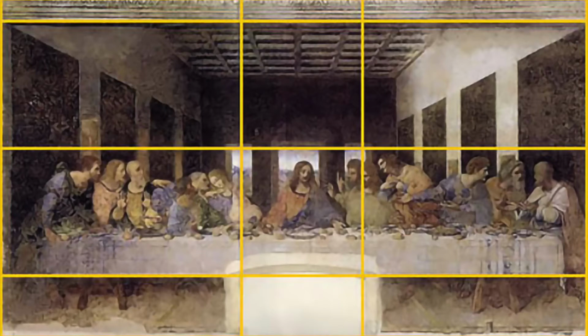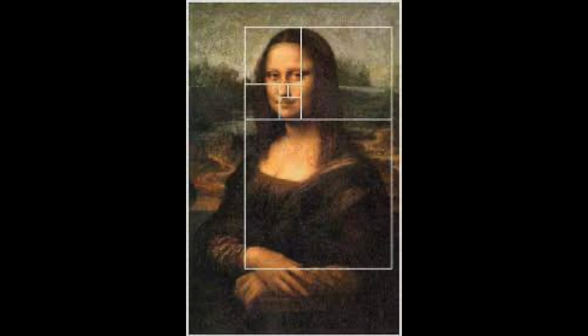One of the most famous artists to use the golden ratio is Leonardo da Vinci, which can be seen here in his Last Supper, the Mona Lisa, and the Vitruvian Man.